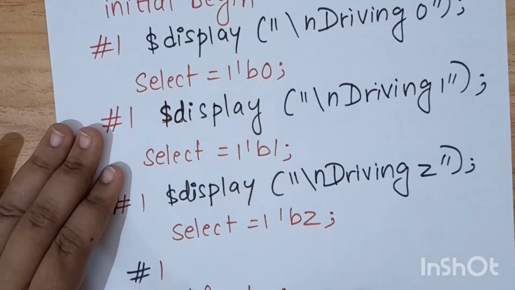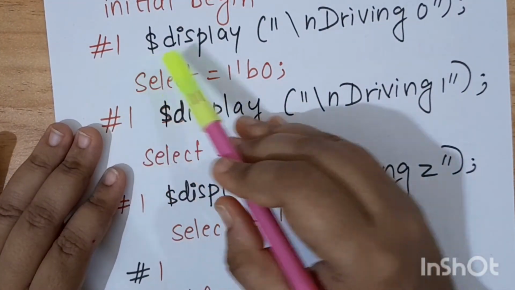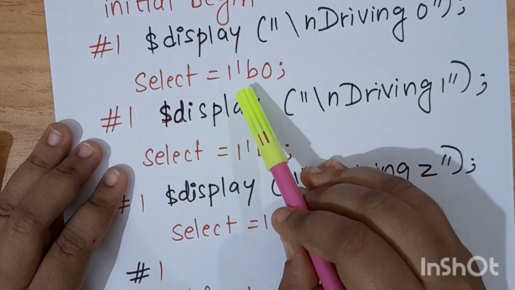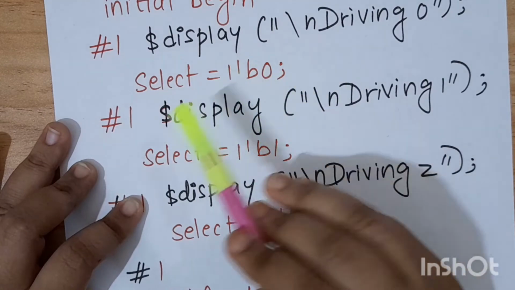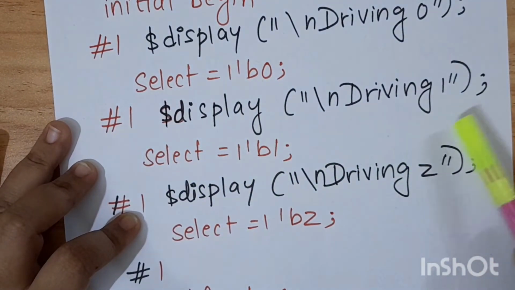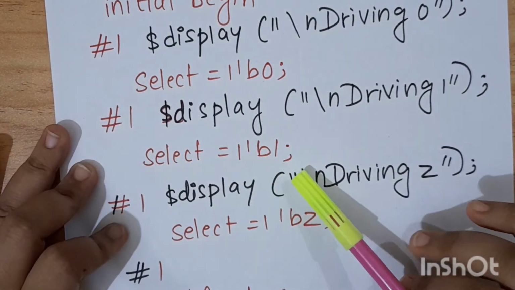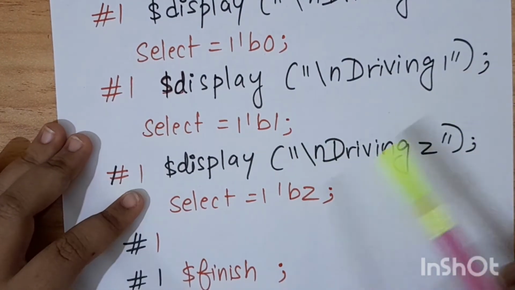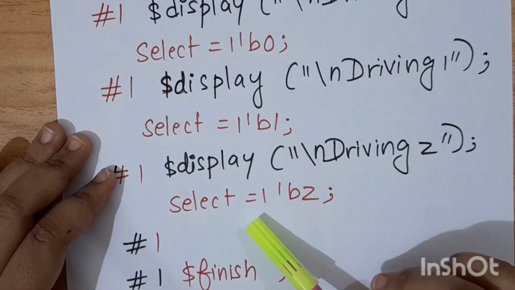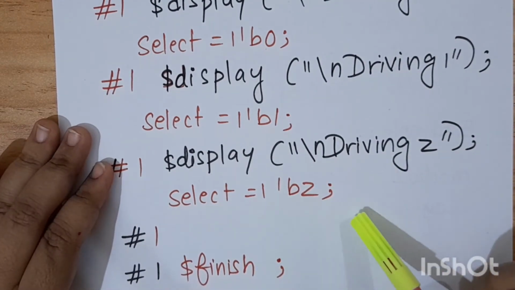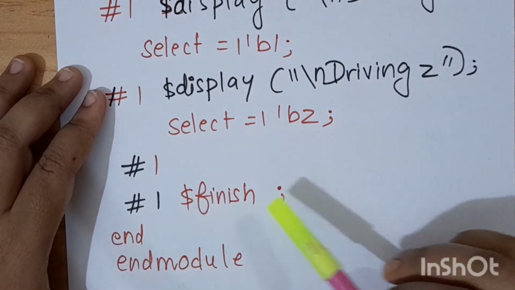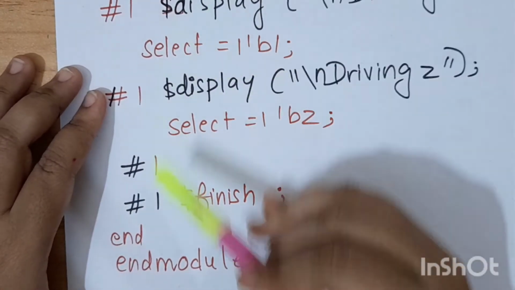Now initial begin. #1 $display("driving 0"); select = 1'b0; #1 $display("driving 1"); select = 1'b1; #1 $display("driving Z"); select = 1'bZ; Then #1 $finish; end. For this begin, I have an end.